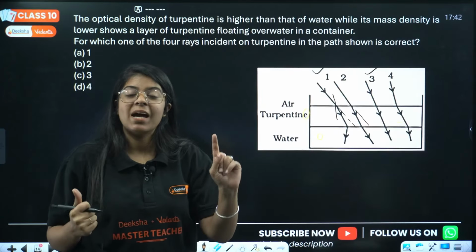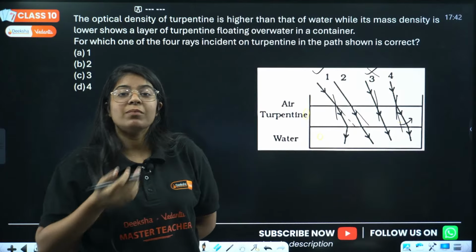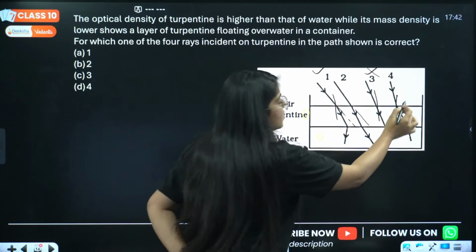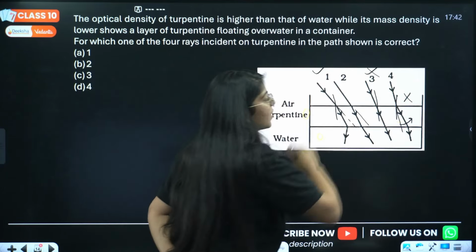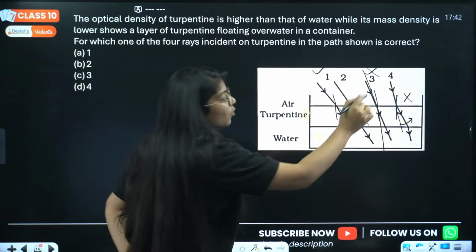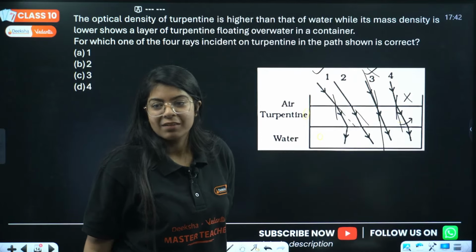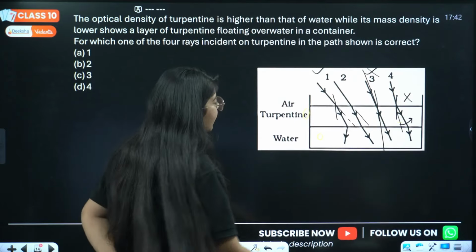So instead of going straight, it is bending away from the normal. But that happens only when the ray goes from denser to rarer. So this is also not the case. So third and fourth are out, right? With the first refraction, we have only two options left, first ray and second ray, right?